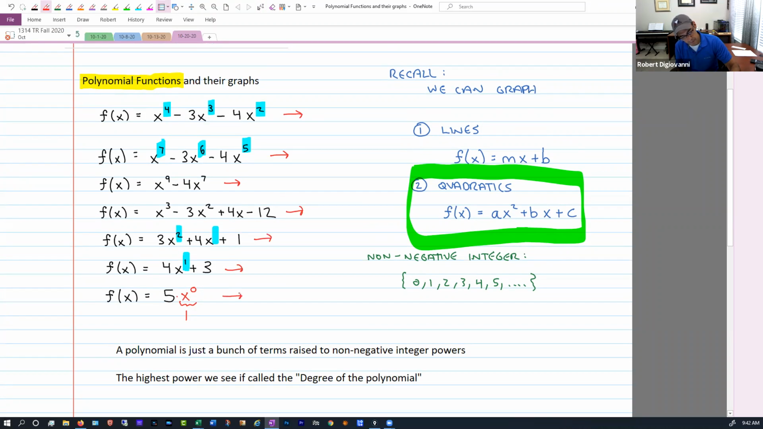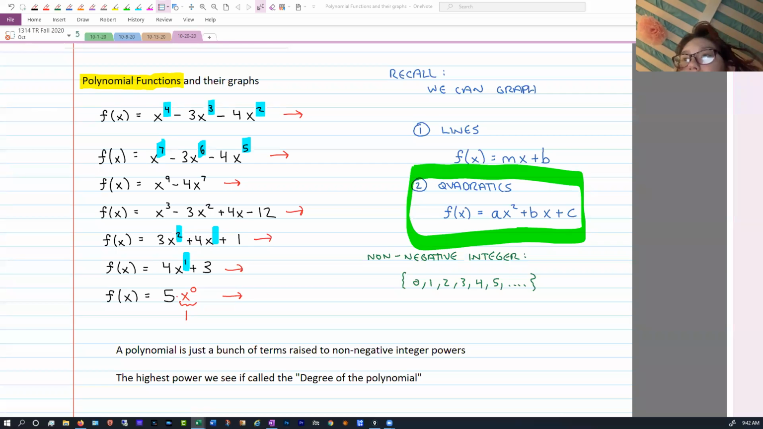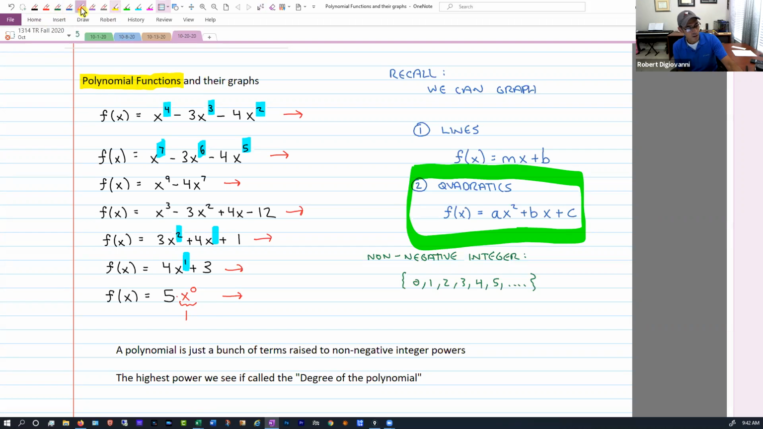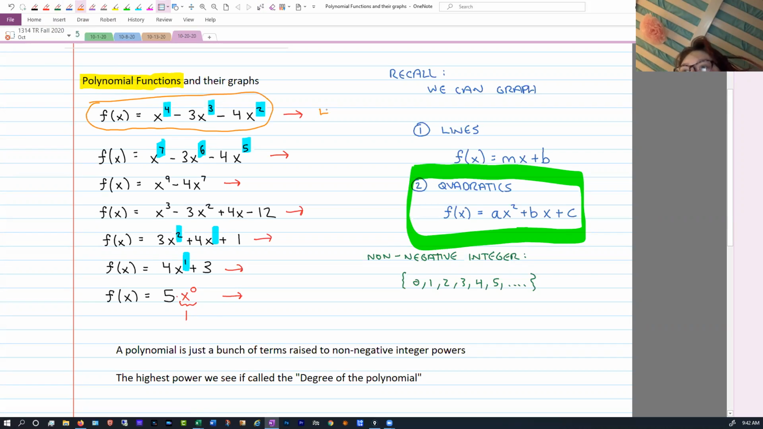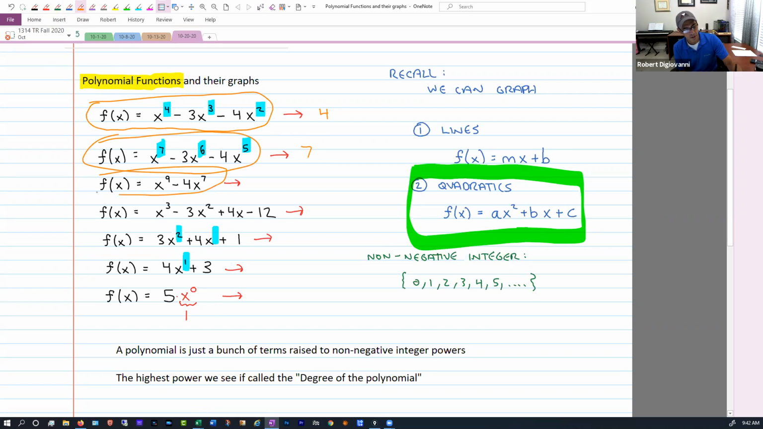So let me see here. Let's call on Kiera. Hello. Hi, hey, I got your stuff. I didn't reply to you, but I did get your email. So Kiera, I'm asking for the degree of the polynomial. Look at this first one up here that I'm circling in orange. What would the degree be? 4. Okay. How about the next one, Kiera? 7. Next one? 9.